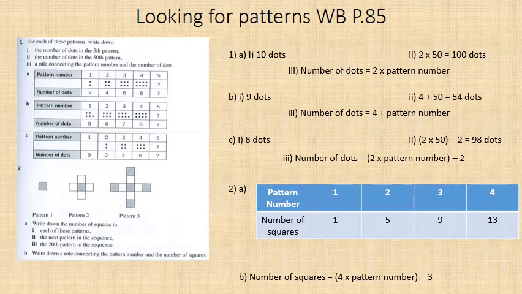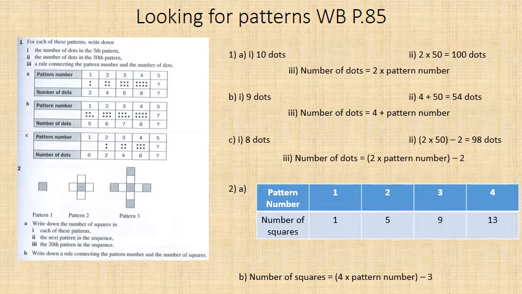2 times 2 equals 4 minus 1 equals 3. So, this is not 3. It's wrong. So, I have to change it. 3 times 1 equals 3 minus 2 equals 1. 3 times 2 equals 6 minus 2 equals 4. So that's not it. This is not the rule connecting the pattern number and the number of squares.